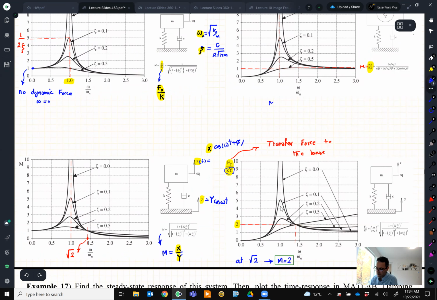like for this scenario, M is equal to 1. Oh, sorry, this one, we don't have any things. Oh, here. At the square root of 2, M, which is X equal to Y, is equal to 1. Right? This M, this one is Ft divided by Ky, is equal to 2. It means I get twice the force of Ky, the static force.